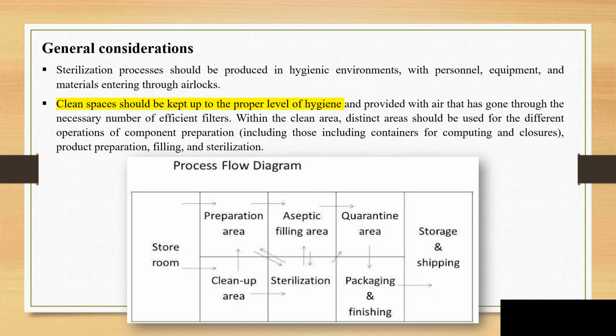In the case of general considerations, in the entire process flow which takes place in parenteral production, clean spaces have to be kept up for the proper level of hygiene, and laminar airflow cabinets have to be maintained so that there is uniform flow of air through an efficient number of HEPA filters, which are required for cleaning up microbial contamination. Within the clean area, distinct areas should always be there, which include the preparation area, aseptic filling area, quarantine area, packaging and finishing area, sterilization area, cleanup area, and storage rooms.